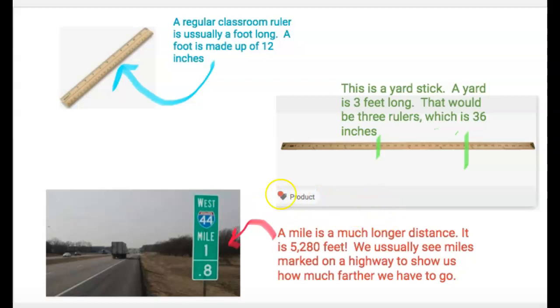We go over here and we have a mile, okay? A mile is a much bigger unit of measurement. It's 5,280 feet. And miles are usually how highways are marked to let us know how far we have to go. Okay, so it's a much longer unit. We wouldn't measure the distance on a highway in feet. That would be ridiculously big numbers. So we measure them in miles.